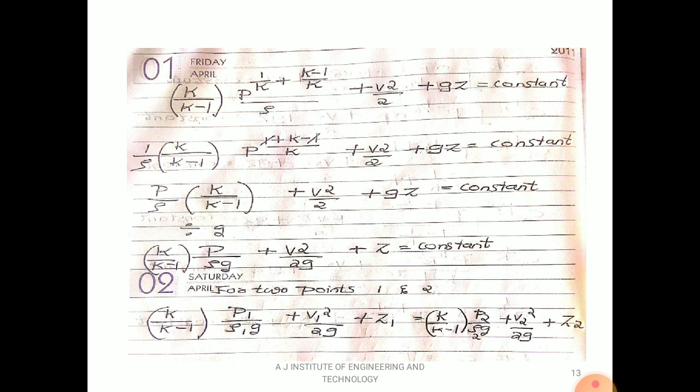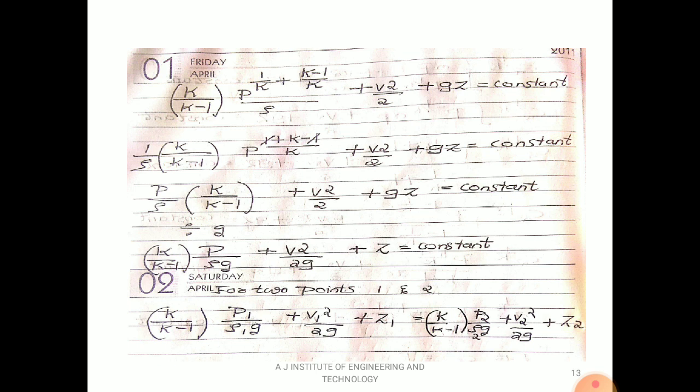So just divide the above expression by acceleration due to gravity, that is G. It is similar to your isothermal equation itself. You have to divide the entire expression by G. So K/(K−1), P/(rho G) plus V²/2G plus Z equal to constant. Applying this expression for two state points 1 and 2: K/(K−1), P1/(rho1 G) plus V1²/2G plus Z1 equal to K/(K−1) into P2/(rho2 G) plus V2²/2G plus Z2. So this is an expression for two state points.